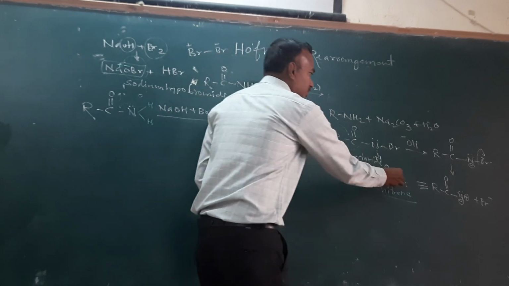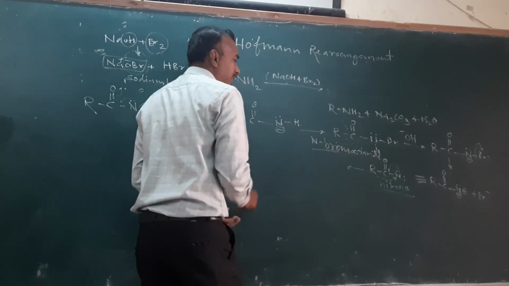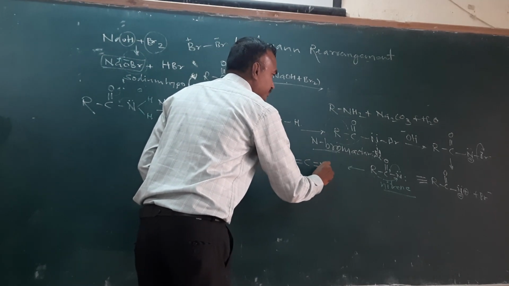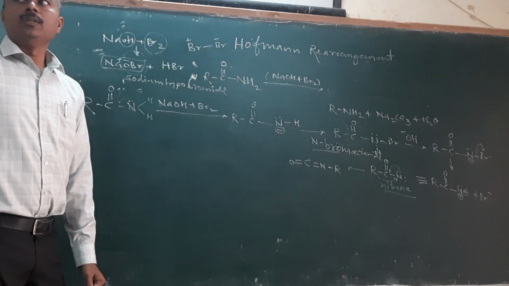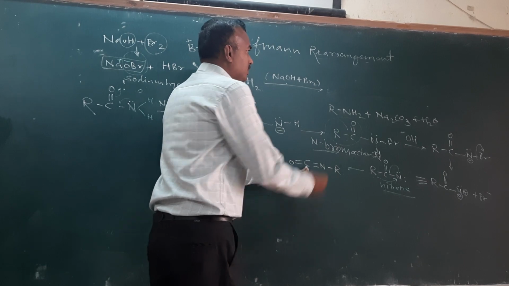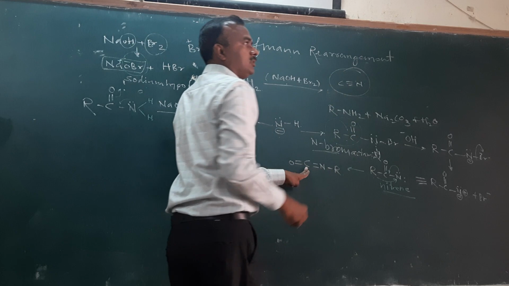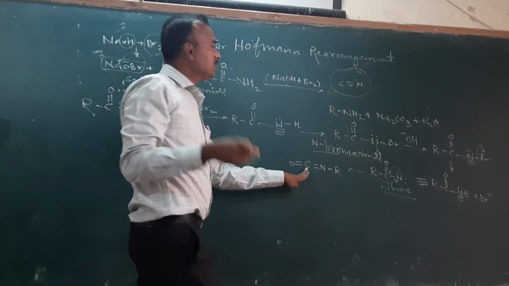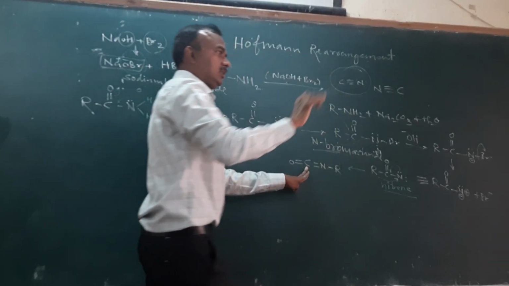In the same way, these two lone pairs of electrons will get migrated. So you will end up with C triple bond N. What do we have to call it? Cyanide. C triple bond N, cyanide. N triple bond C, isocyanate.